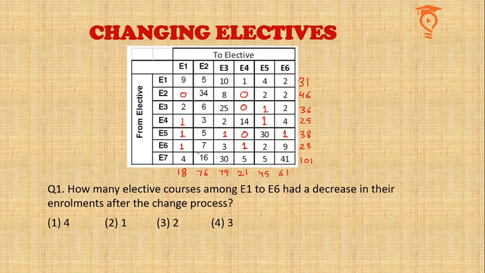As we decided, this was the before number and these are the after numbers. So the before number has to be more than the after number. That is happening with E1, not with E2, not with E3, and with E4 from 25 it became 21 and even from 31 became 18. Everything else increased. So I think there are two electives for which the overall number actually decreased.